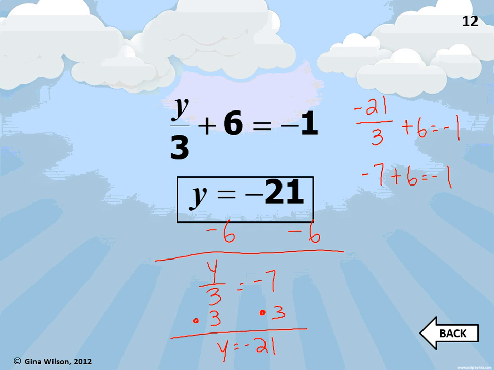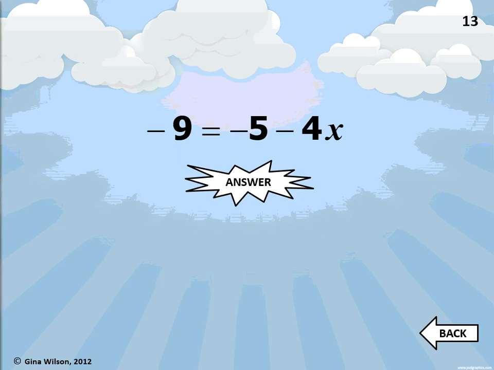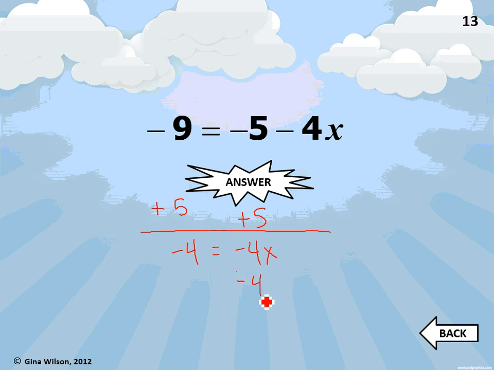All right. Negative 9 is equal to negative 5 minus 4x. So we're going to get rid of this negative 5 first. So we're going to add 5, add the opposite there, to both sides. We've got negative 4 is equal to negative 4x. We're now going to do the opposite of multiplying by negative 4. We're going to divide by negative 4. Negative 4 divided by negative 4 is 1. So therefore 1 is equal to x.